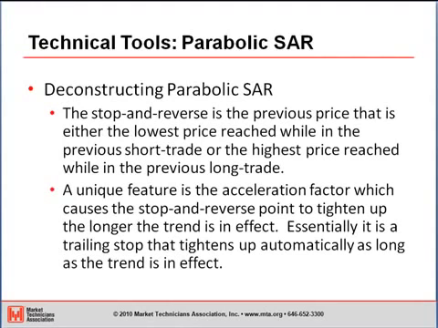Okay. To deconstruct the parabolic time price system or the stop and reverse system, the stop and reverse is the previous price that is either the lowest price reached while in the previous short trade or the highest price reached while in the previous long trade. So you'll take that price and then add the unique feature of the parabolic system, which is an acceleration factor, which is a built-in method that causes that stop and reverse point to tighten up the longer the trend is in effect, i.e., if your original stop loss is 10%, by the time the trend ends, that stop loss may have fallen to 4% or even 3%.